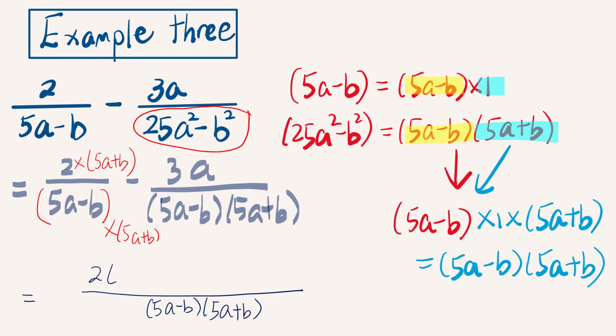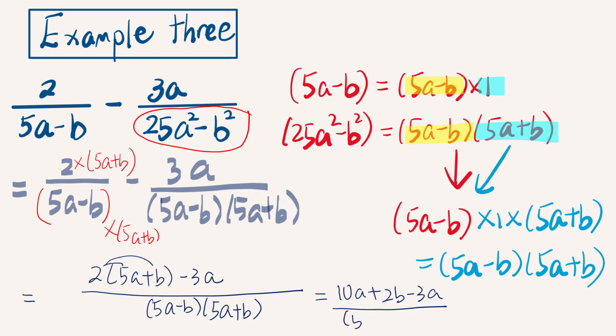So we will have 2 times bracket 5a plus b minus 3a, and this will give us 10a plus 2b minus 3a. Simplifying further, 10a minus 3a will give us 7a. So 7a plus 2b. All right, so this is our answer of this question.